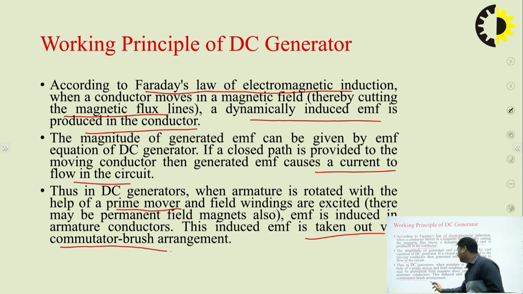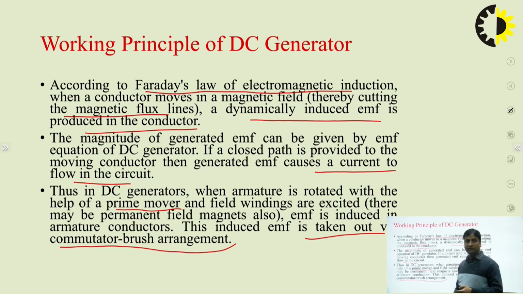This induced EMF is taken out via the commutator and brush arrangement, because we all know that the EMF induced in the winding of the armature is AC. The AC voltage is converted into DC with the help of the commutator, and the unidirectional current is taken out with the help of the brush arrangement.